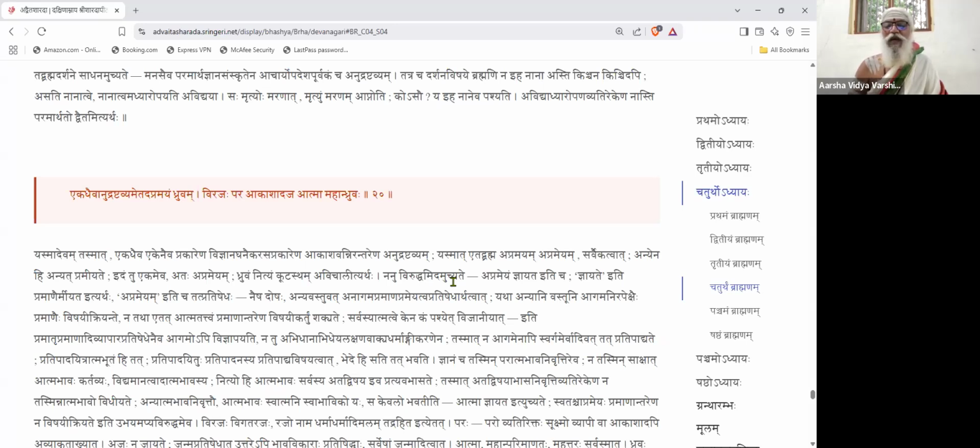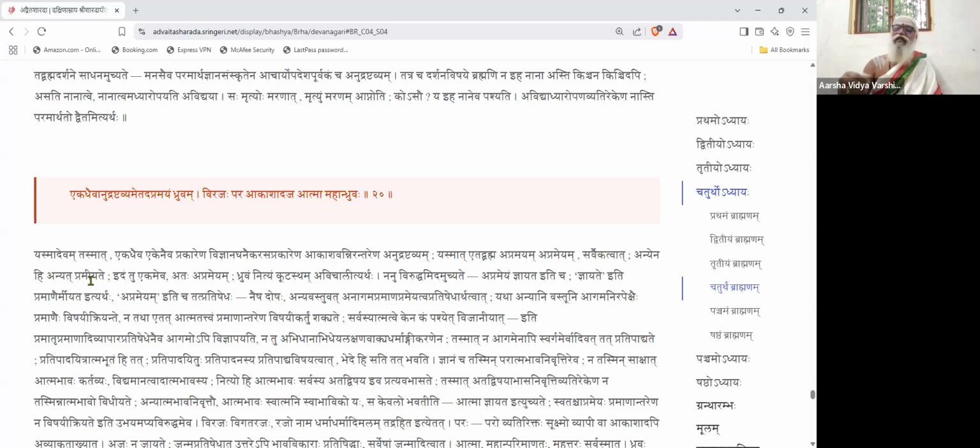Yasmat, yetat Brahma, aprameyam, sarva ekatva. Because everything is only one, therefore this Brahman is also aprameya. If there is only one, there is no subject-object division. Therefore, it is not an object of your cognition. That's why Bhashyakara puts a Yasmat here. He connects this Aprameya with the Ekada or Ekatvam. Sarva ekatva.